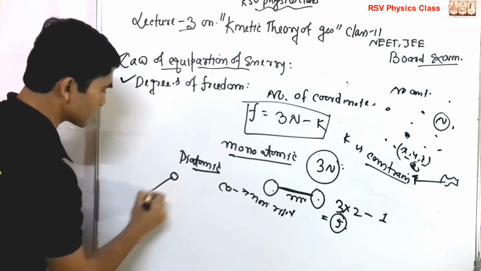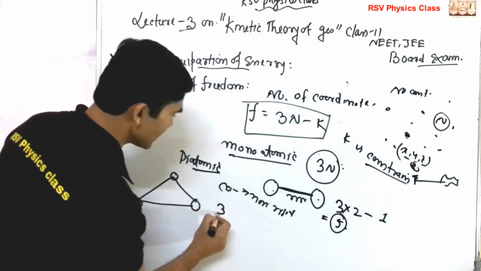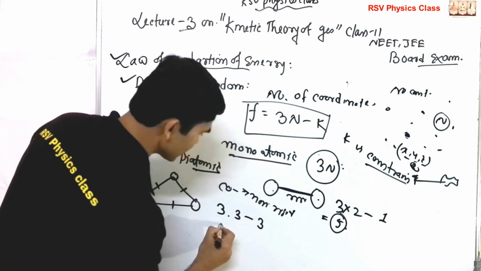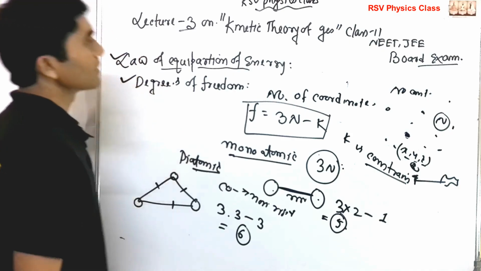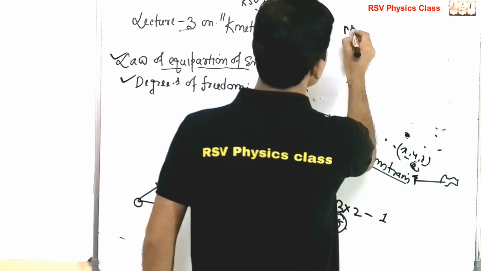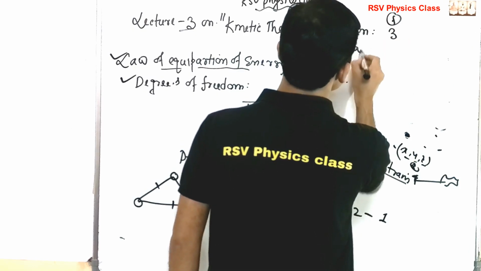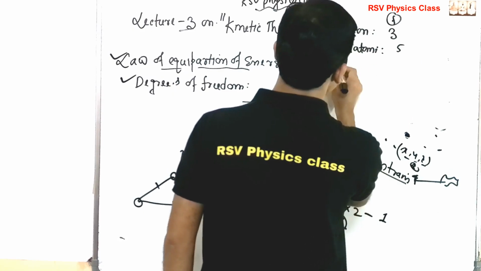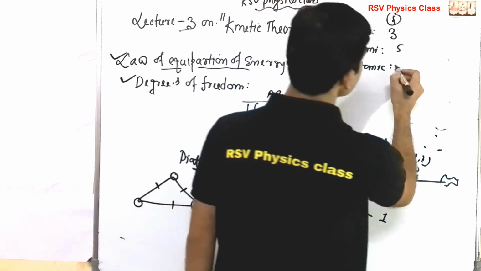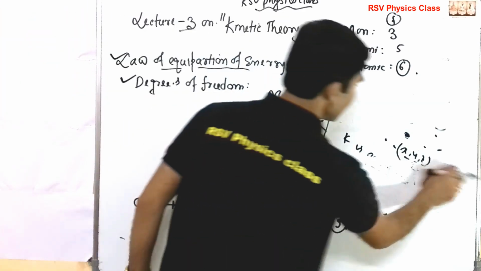Now for triatomic molecules, calculate the degrees of freedom quickly: 3 into 3, and how many constants? 1, 2, 3. So this is 6. Now I will quickly write here the degrees of freedom F: monoatomic 3, diatomic 5, triatomic 6. And for the polyatomic case, that I will be explaining here.